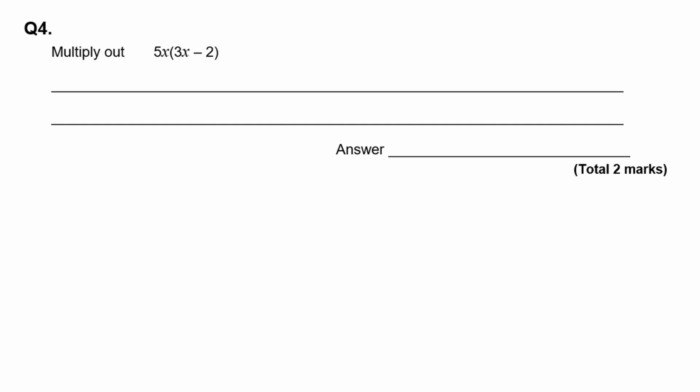Question 4, multiply out 5x(3x minus 2). So we're going to times 5x and 3x. 5 times 3 is 15. X times x is going to give us x squared. And we'll multiply 5x and negative 2. 5 times 2 is going to be 10. So that's a negative 10x. So the answer is going to be 15x squared, take away 10x.